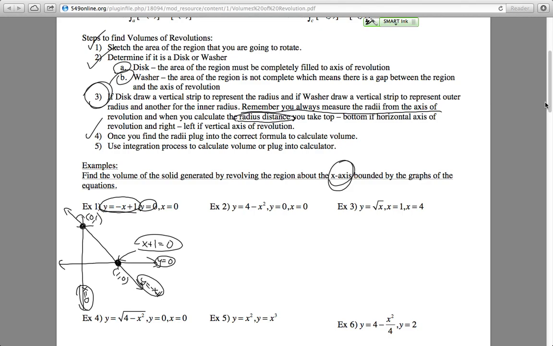All right, it's bounded by this curve and this curve. So where's the region? You have to be able to find that area. It's bounded by this and this. So where is it? It's the triangular region. This is the region I'm rotating.